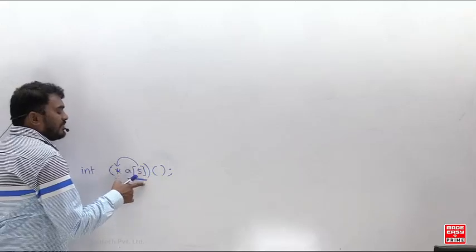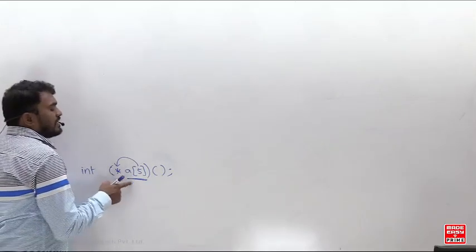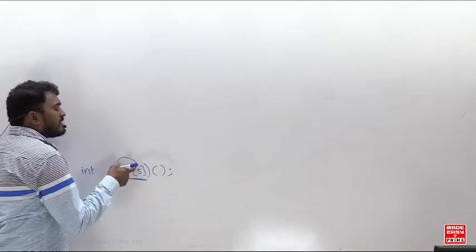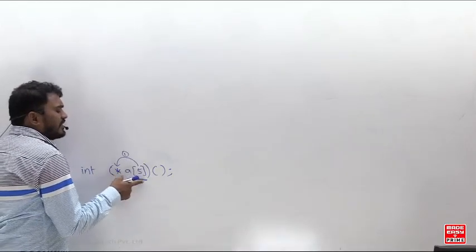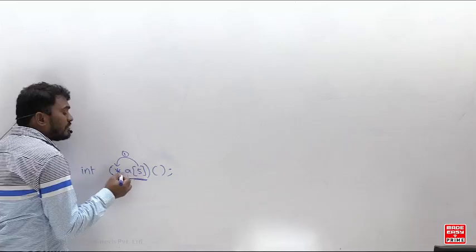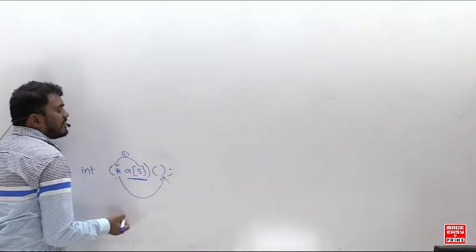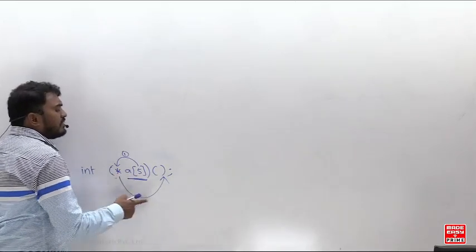A is an array of 5 elements. Where every element is what? Okay, pointer. Every element is a pointer, that is fine. Pointer to whom? That is a pointer to a function. Okay, every element is a pointer to a function.